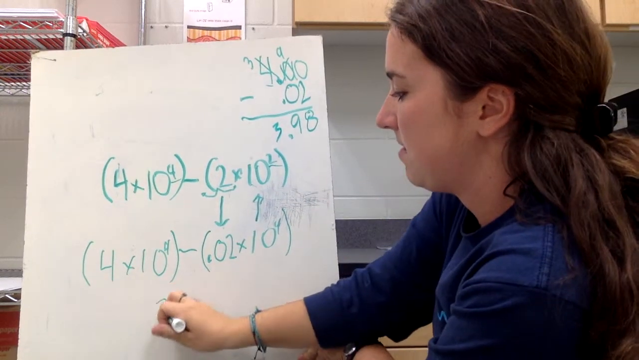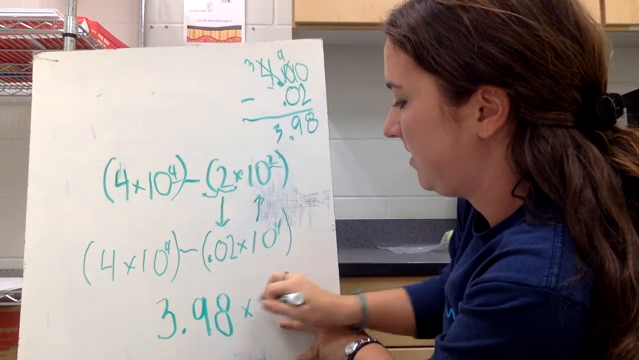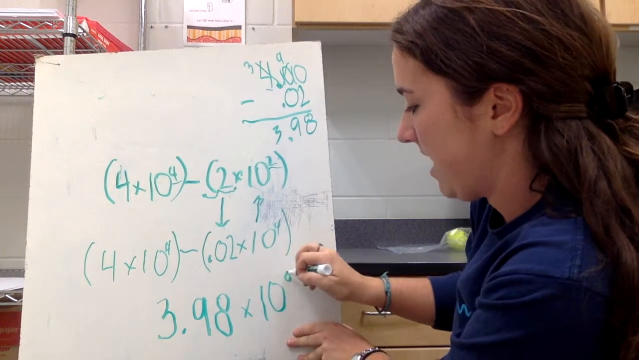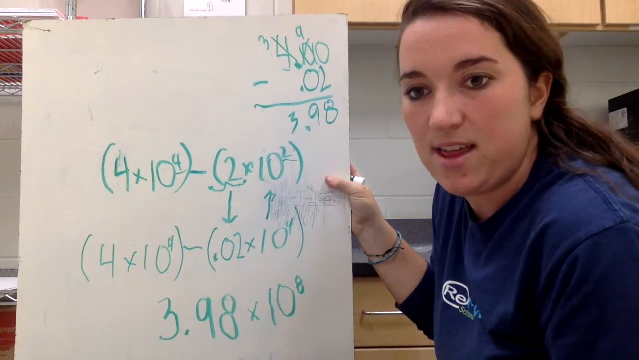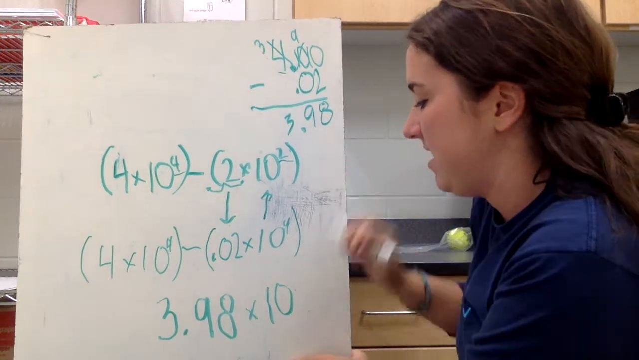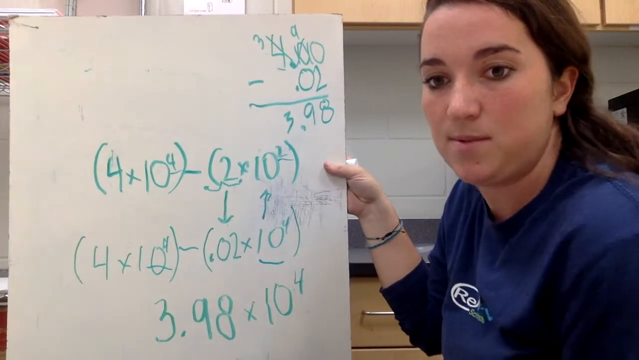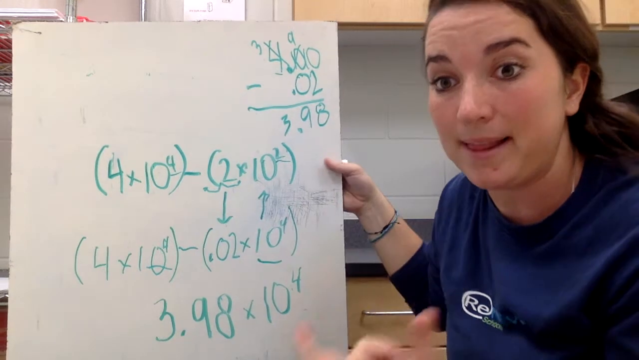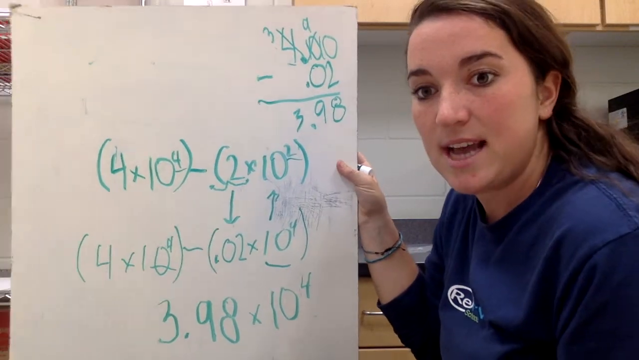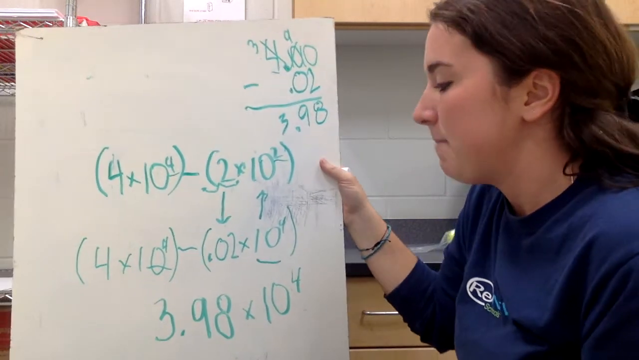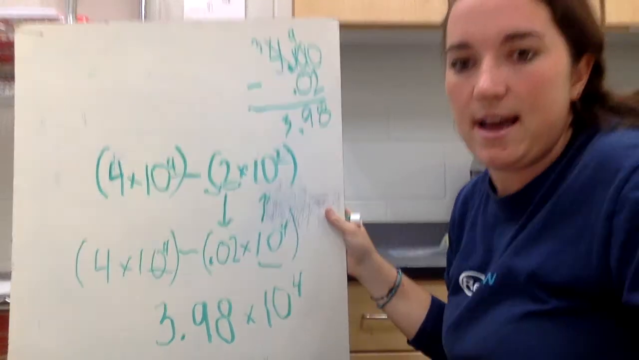So my front number becomes 3.98 times 10 to the 8th power. Is my exponent going to be 8, right? Because we're just adding them together. No, my exponent is going to be 4, because in addition and subtraction, we keep the exponent the same because that's just telling us the place value. So I'll get 3 and 98 hundredths times 10 to the 4th. Am I done? Yeah, I am done because this front number is between 1 and 9.